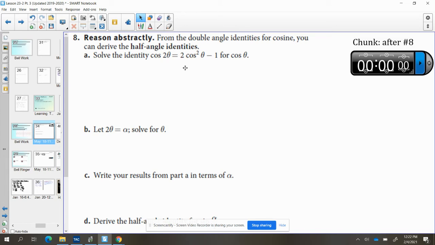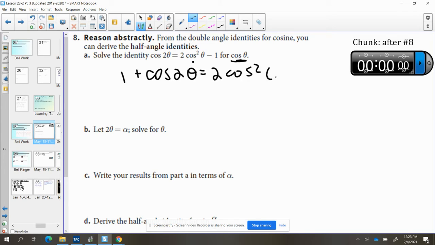Our half-angle identities are found when we take the original identity and solve so that we get cosine of theta isolated. To start, we add 1 to our identity, and this equals 2 cosine squared theta. Then we divide everything by 2, and eventually we're going to have to take the square root.